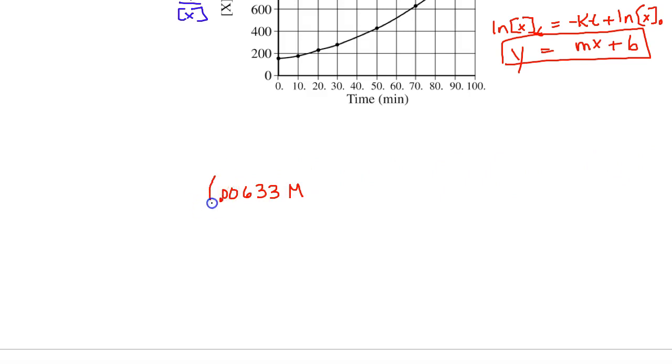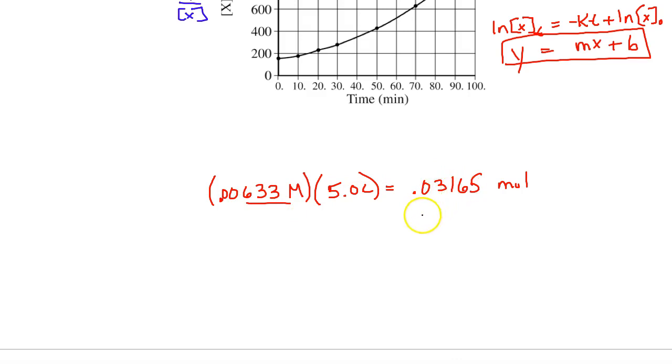Okay, that's my molarity. Now I'm going to times that by my volume, which is 5 liters. And that's always going to give me moles. Okay, liters times molarity, if you've been through this. So 0.00633 times 5. And so I get the amount of moles is 0.03165 moles. Careful, I have 3 sig figs here.